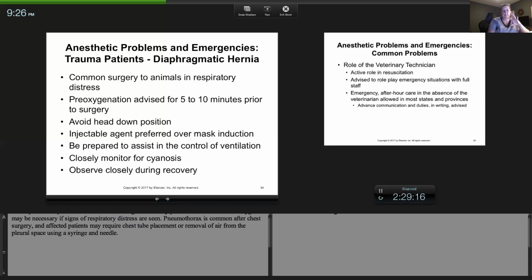So with all my diaphragmatic hernias, I didn't go crazy squeezing the bag. In fact, normally I kind of underventilated them. I tried to not overinflate, because we were worried about this post-inflation edema. And so when they're in recovery, you have to watch their respiratory effort, look for coughing, look for cyanosis very, very, very closely.